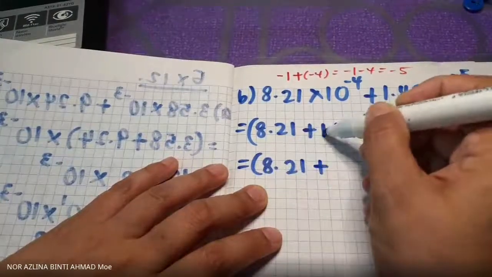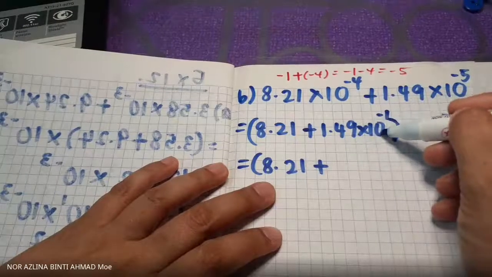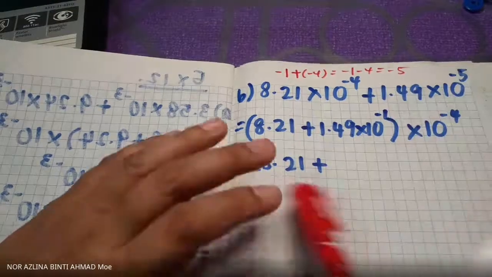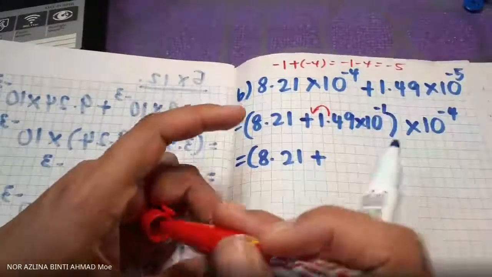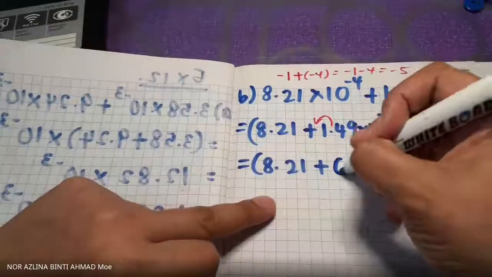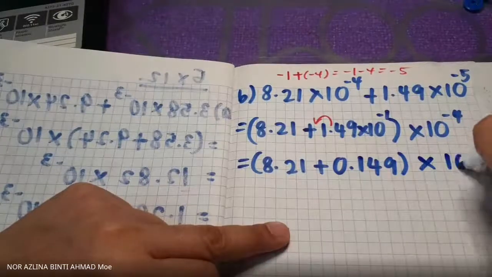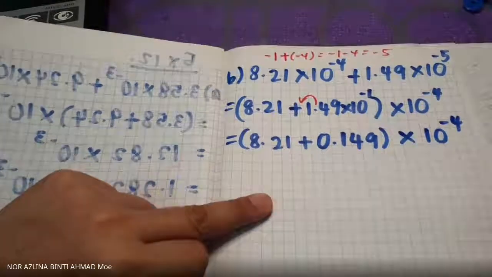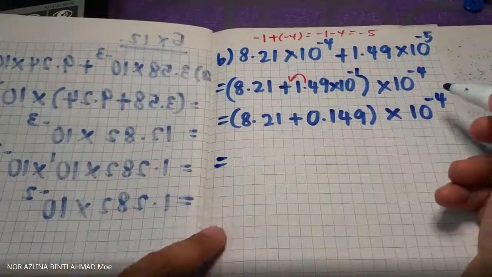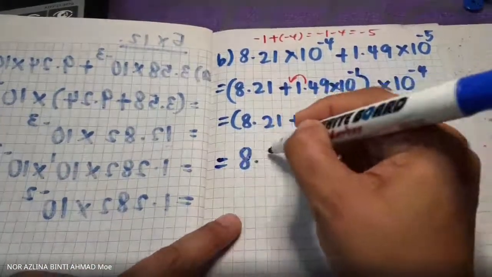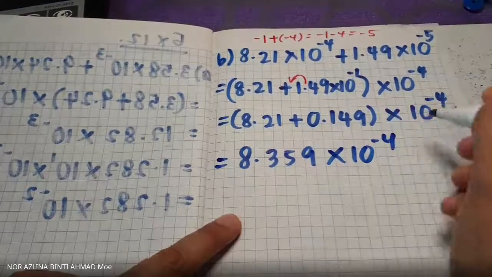So 8.21, you want to plus, you change into single number, 1.49 times 10 to the power of negative 1. So bring to the left. The decimal point we bring to the left becomes 0.149 multiply 10 to the power of negative 2. So we plus, you will get 8.359 times 10 to the power of negative 2.